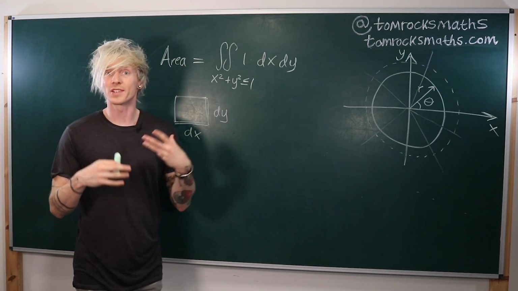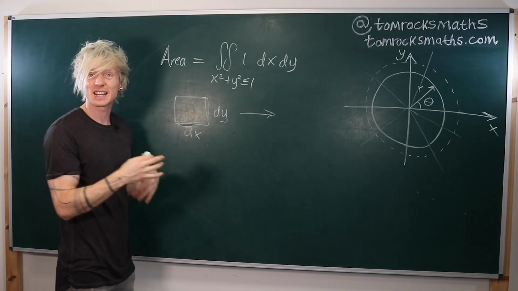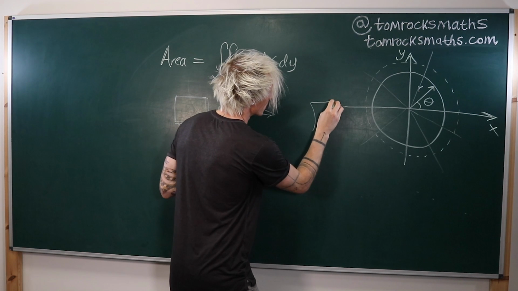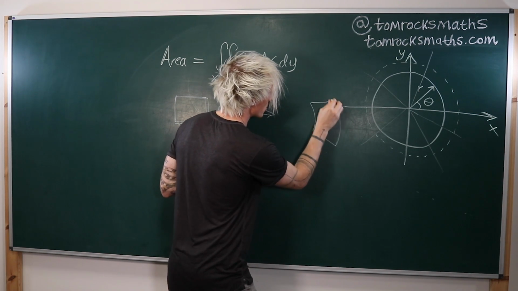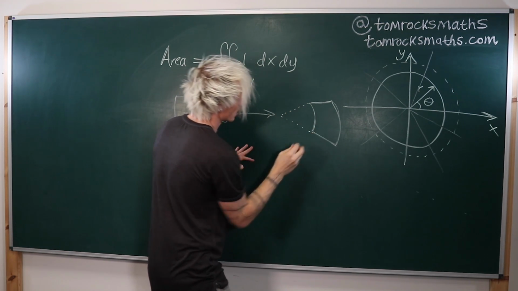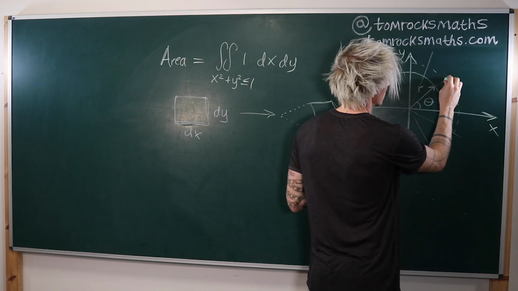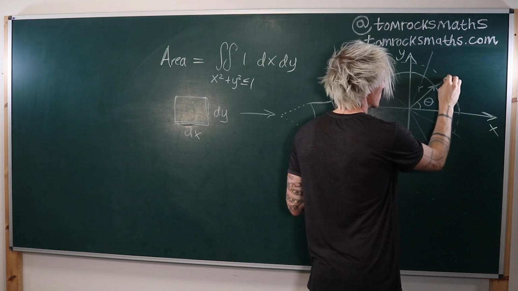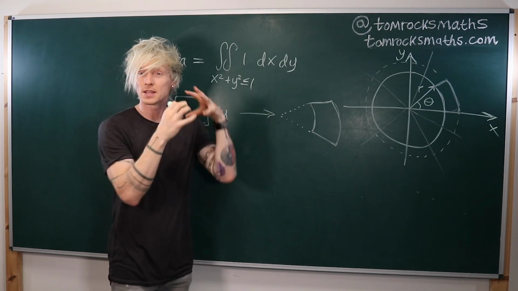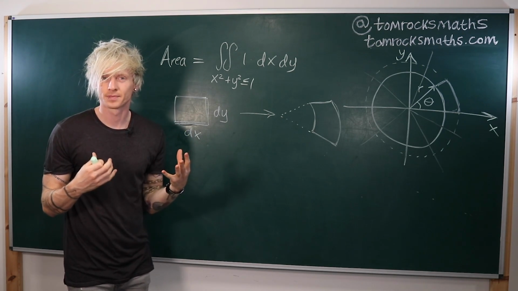So in our new coordinate system, our original rectangle of width dx and height dy has now actually been transformed into this curved shape which represents a sector of a circle. And you can see this in our diagram over here, where this curved rectangular shape is now representing a small piece of area that previously looked like a rectangle.